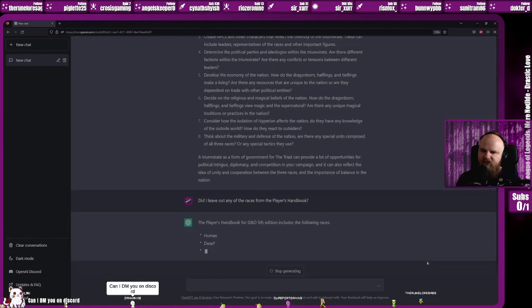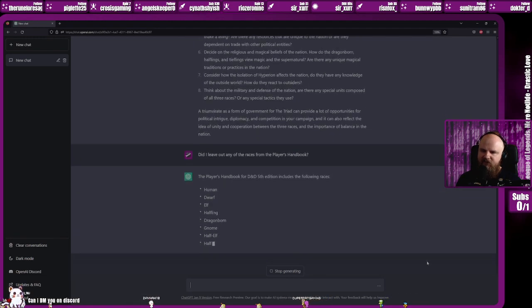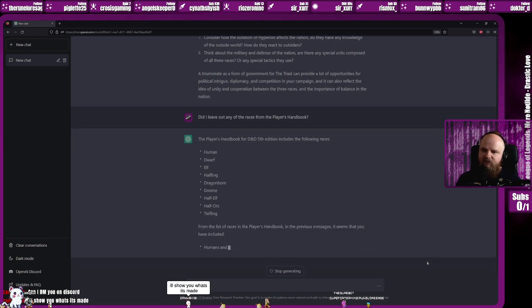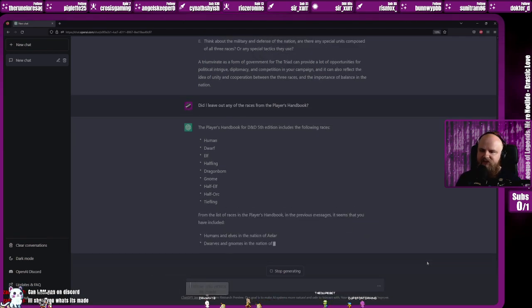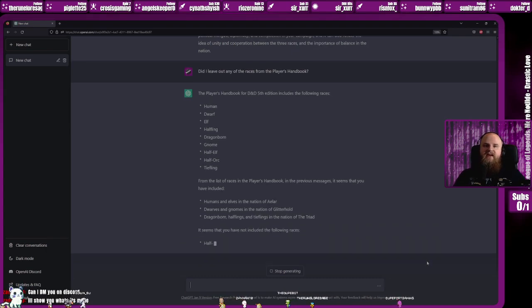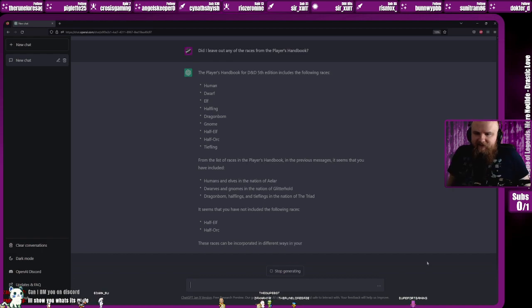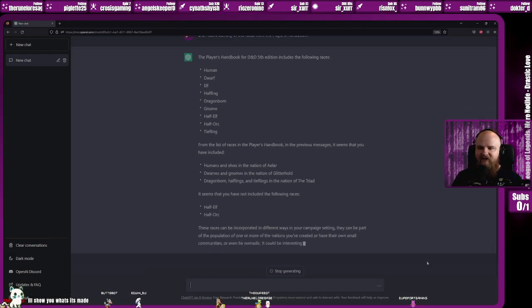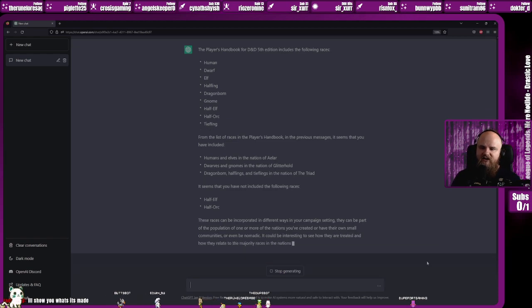The Player's Handbook for D&D 5th edition includes the following races: human, dwarf, elf, halfling, dragonborn, gnome, half elf, half orc, tiefling. From a list of races in the Player's Handbook in the previous message, it seems that you have included humans, the elves, and the nation of Ayla. Oh, and hey, we're getting a nice little summary. Dwarves and gnomes in the nation of Glitterhold, dragonborns, halflings, tieflings, the nation of Triad. It seems that you have not included the following races: half elf and half orc. These races can be incorporated in different ways in your campaign setting.